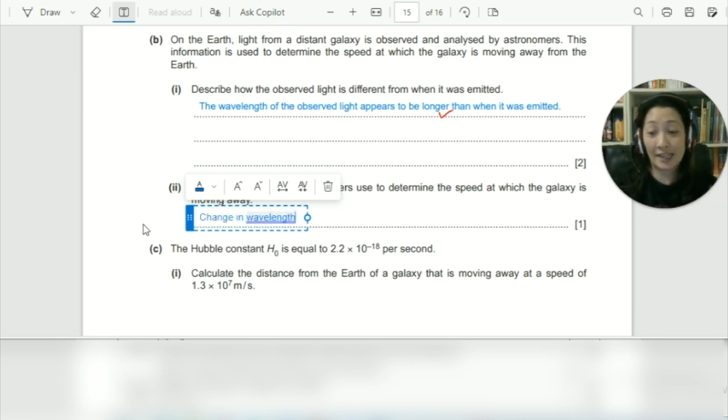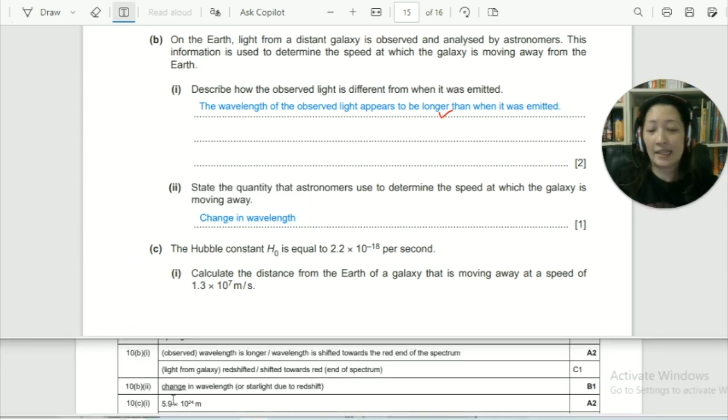I'm stressing on this so much because if you check the mark scheme, you can see the term change is underlined. You must have the term change to get the full mark. Not just change, by the way, change in wavelength, yes, but the word change must be present in the entire answer. So that's how we get the mark for this question.